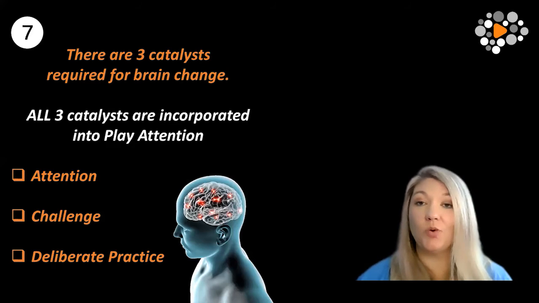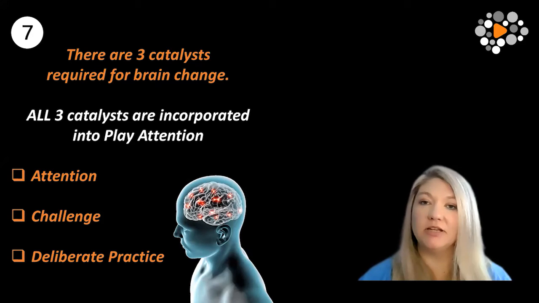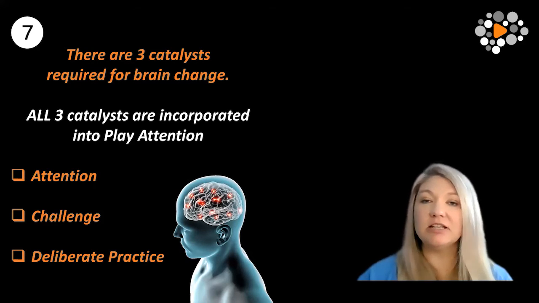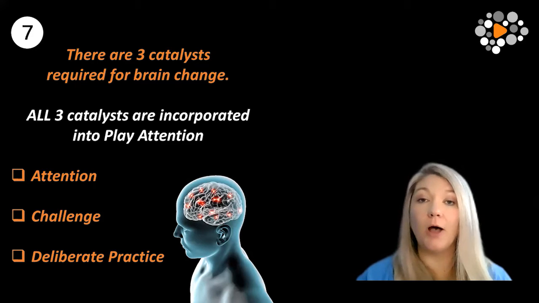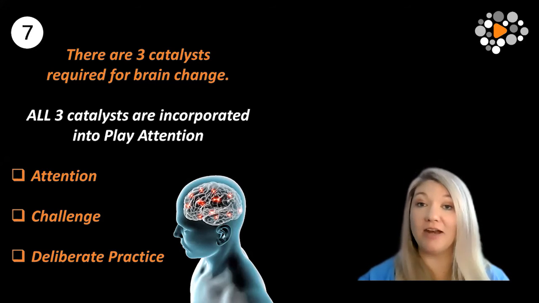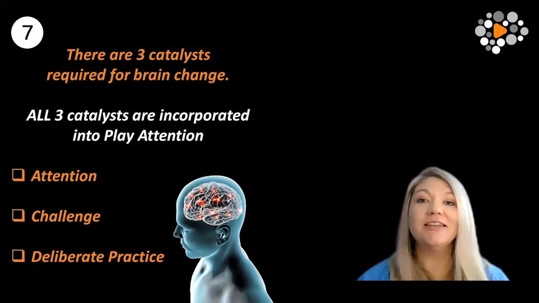So three catalysts are required for brain change. We know certain things need to be present for our brain to make changes. The number one is attention. And that's why everything is rooted in that foundation of attention for us. We need that challenge. And that takes me back to what I was mentioning earlier, where the system's going to automatically adjust to your level. And as you start to do well, it's going to challenge you. You're not going to necessarily see it. It's just going to automatically make it a little bit harder for you. But if you meet that challenge, it's going to make it a little bit harder again.